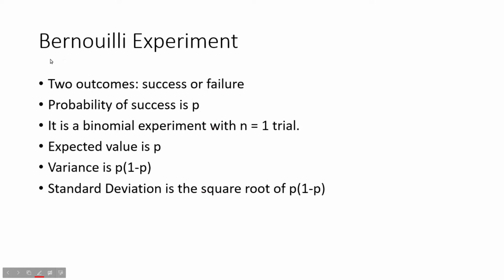And so this will take us back to the Bernoulli experiment. Recall in the Bernoulli experiment there are two outcomes, either success or failure, and the probability of success is p. This turns out to be a binomial experiment with n equal to 1 trial. In applying our binomial formula, n times p for mu, the expected value of our Bernoulli random variable is p, and the variance is p times 1 minus p. And of course the standard deviation is the square root of this.